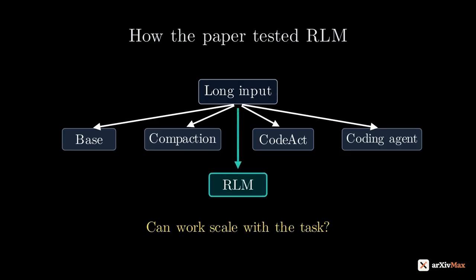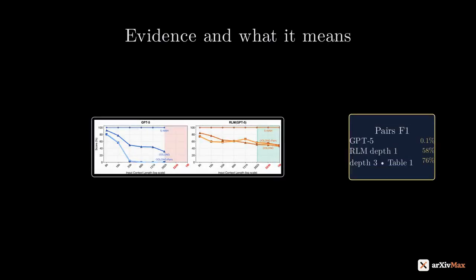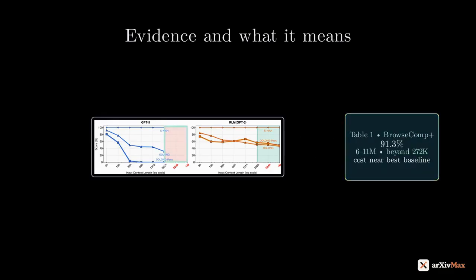The key question is whether the scaffold lets the model do work proportional to the task, not merely fit the prompt into a window. The results support the design. On the quadratic pair task, the base model scores near 0, while the RLM jumps past half of the F1 score, and deeper recursion helps further. On the multi-document research task, the base model cannot even fit the input, while the RLM reaches over 90% at a cost similar to the best baseline.